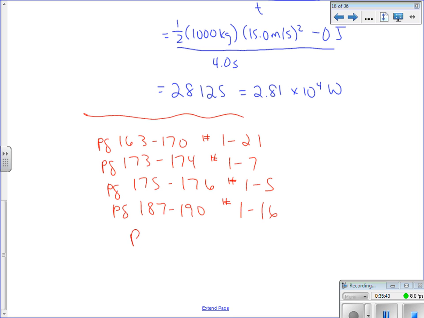And then there's some reading you can also do on work and power, and that's page 32 to 34.